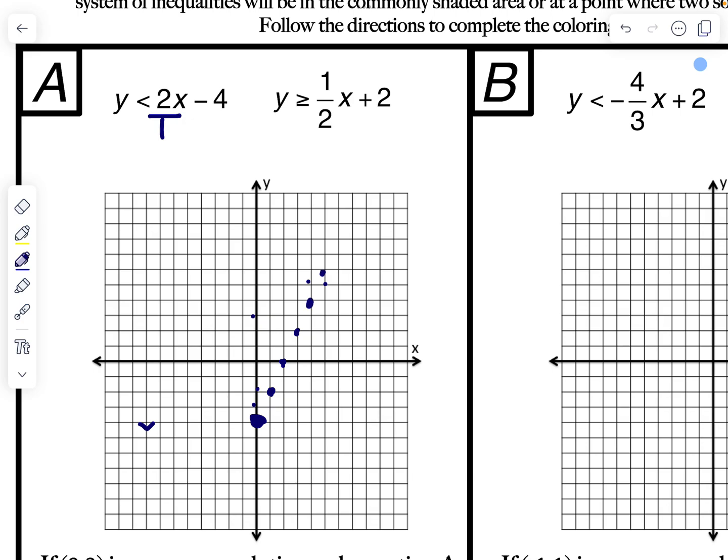This is less than, so it means it's going to be a dashed line. That means the boundary line is not included in the solution set. Less than, you're going to shade under the line. So I'm going to take a highlighter, I'm going to use pink and shade under the line.